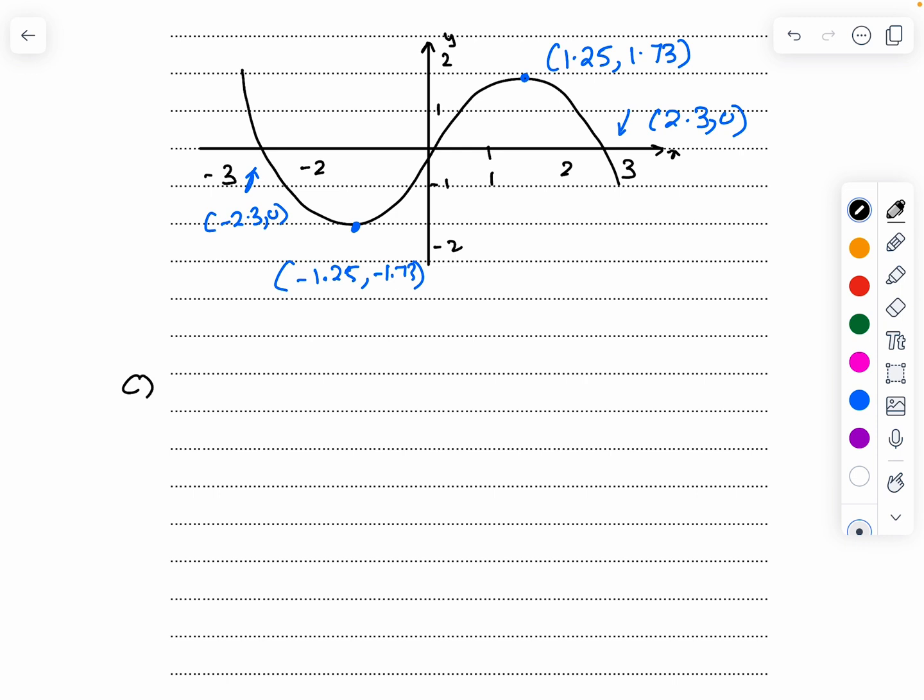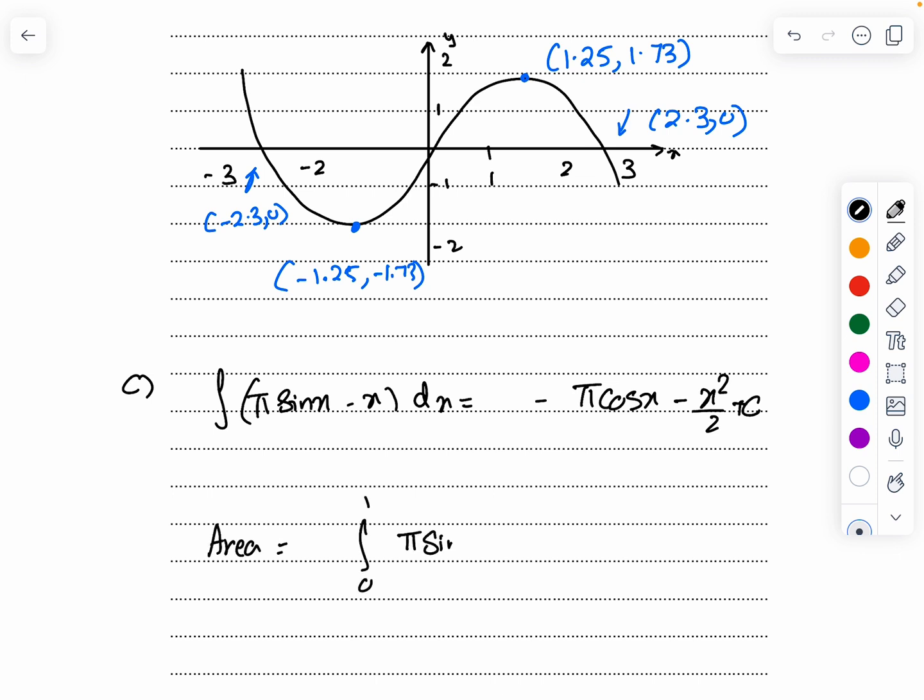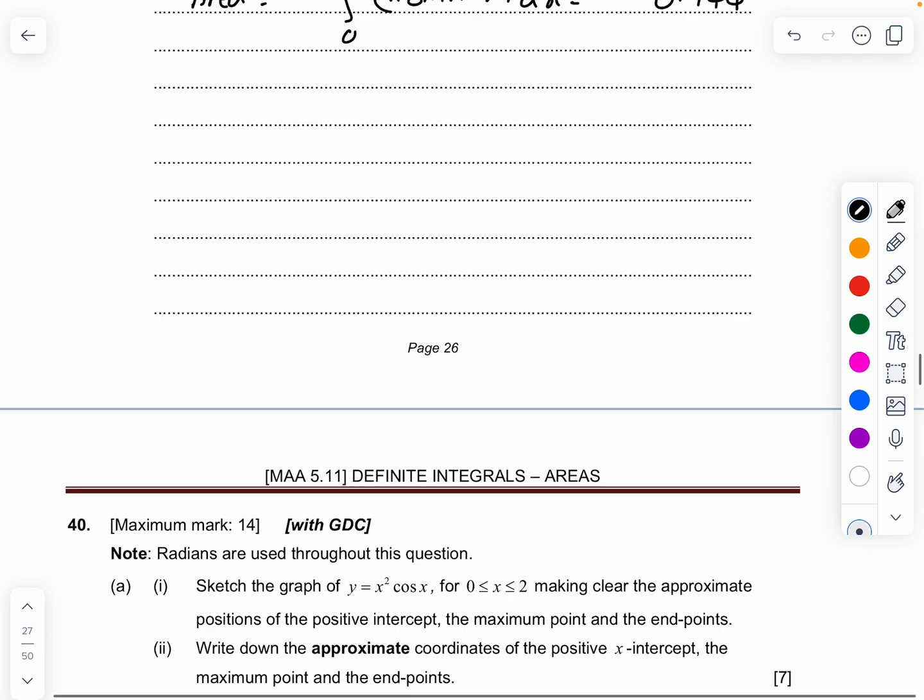So for part C, the integral of pi sin x minus x dx, which will be minus pi cos x minus x square upon 2 plus c. Now he is asking us to find the area, which is the integral from 0 to 1 of pi sin x minus x dx, which is going to be 0.944.